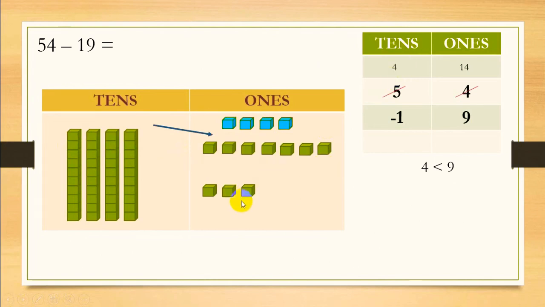Now let's subtract 9 from here. 1, 2, 3, 4, 5, 6, 7, 8 and 9. I have taken 9. So let's see how many are left. 1, 2, 3, 4 and 5. So 5 ones are left. Now I have 1, 2, 3 and 4 tens, and I have to take away 1 ten from that. Taking 1 ten from that, I am left with 3. So my number is 35.